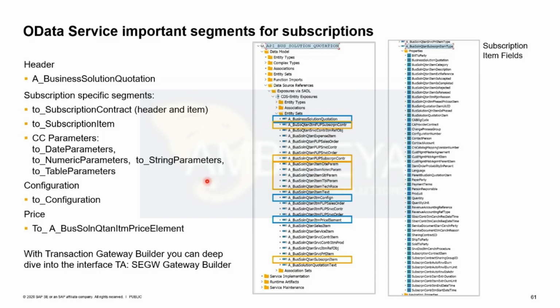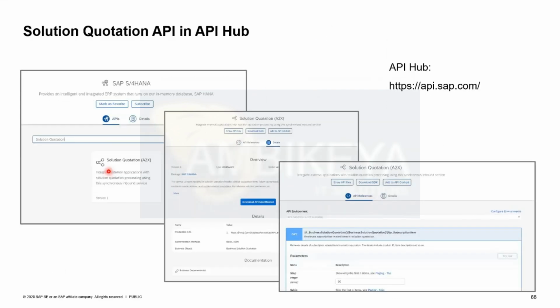So it shows what the additional fields are that are part of this API, that it is now possible to maintain CC parameters and mapping tables. And this is a link to the API Hub documentation for the API.